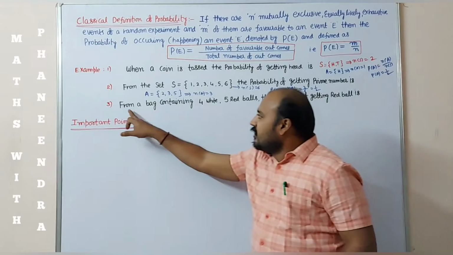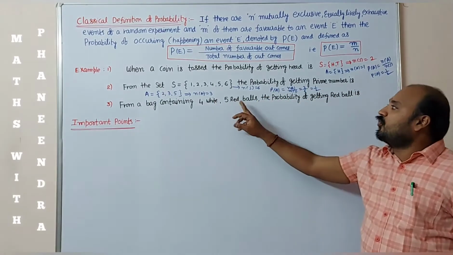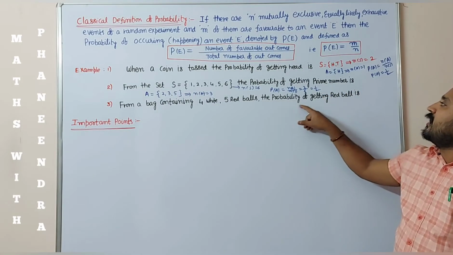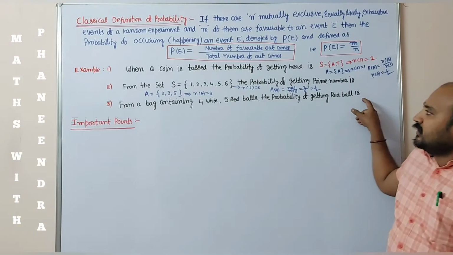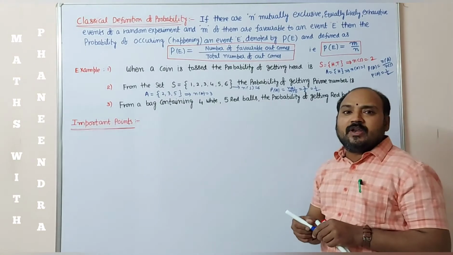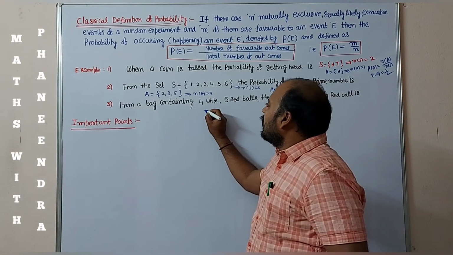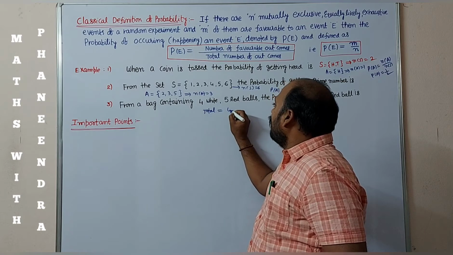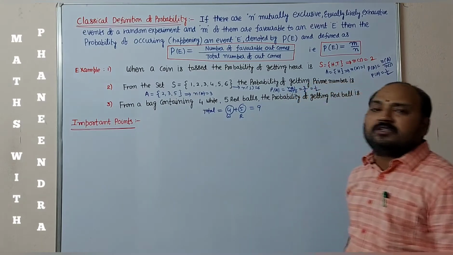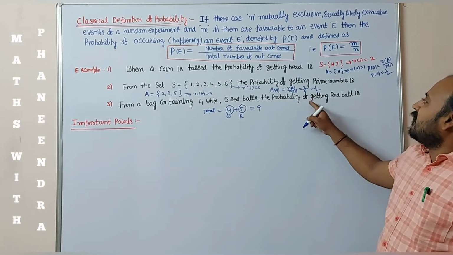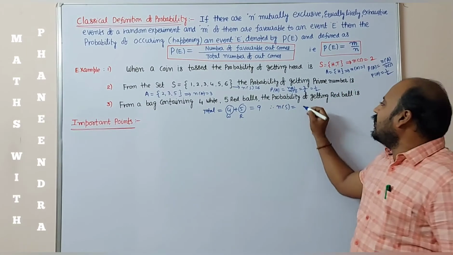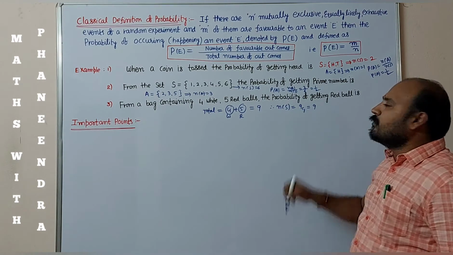If the question is like this: from a bag containing 4 white and 5 red balls, the probability of getting a red ball is? So how many balls are there in total? 4 plus 5, 4 white balls and 5 red balls, that is equal to 9 balls. Therefore, N of S is equal to, out of 9 balls, we can select 1 ball, 9C1 ways.